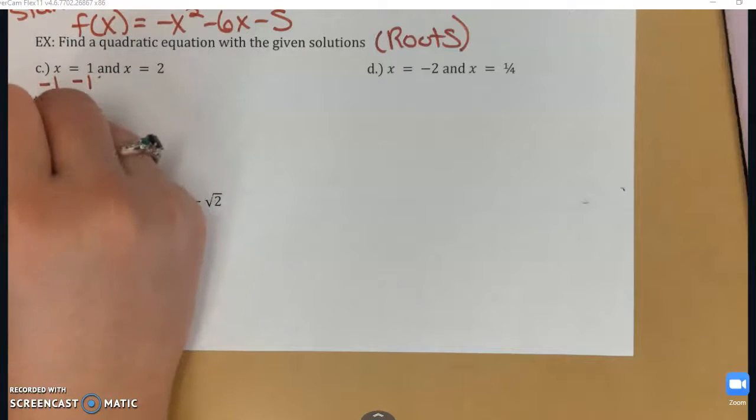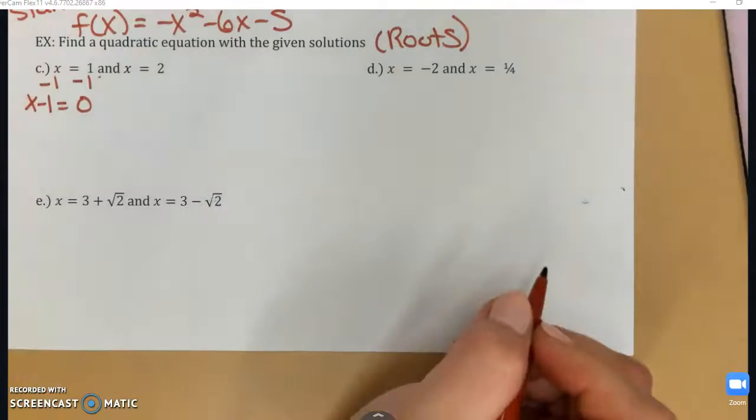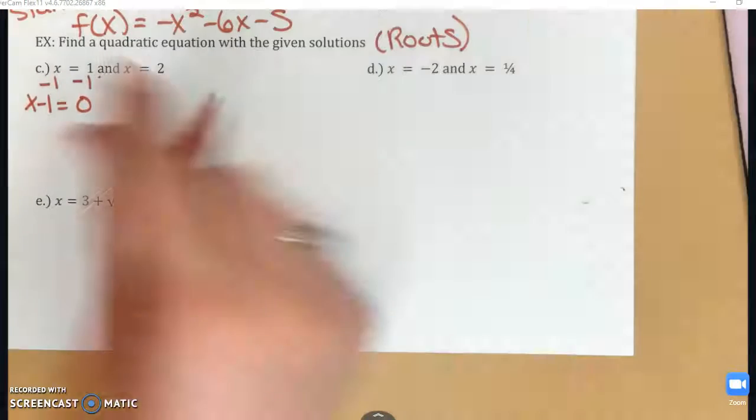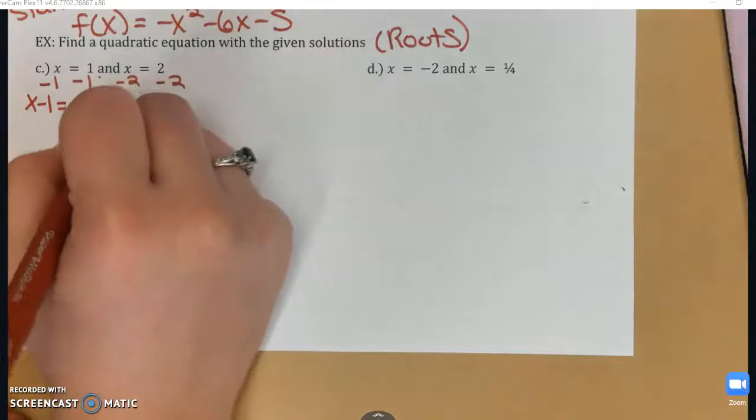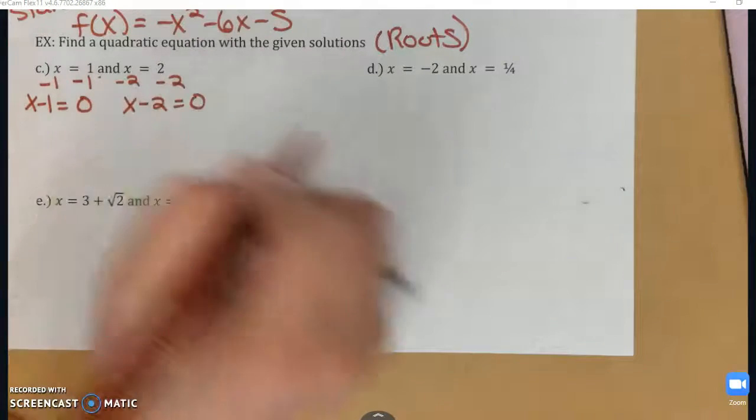So starting with x equals 1, I want this to be equal to 0, so I'm going to subtract 1 on both sides, and I get that x minus 1 equals 0. Great, that one's done. Now on to x equals 2, I'm going to subtract 2 on both sides, and x minus 2 equals 0.